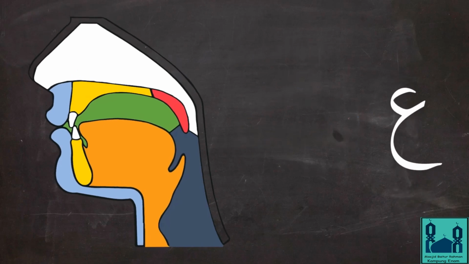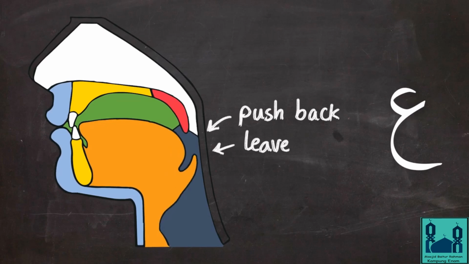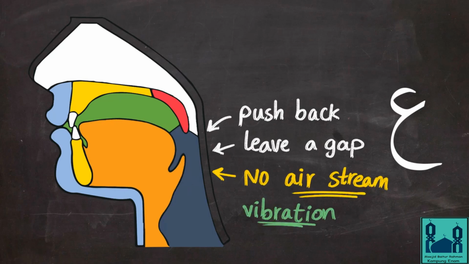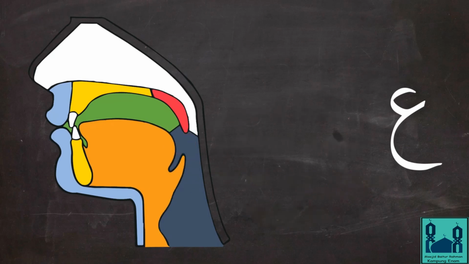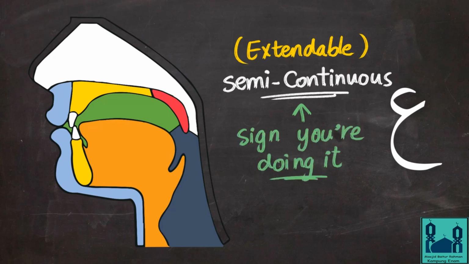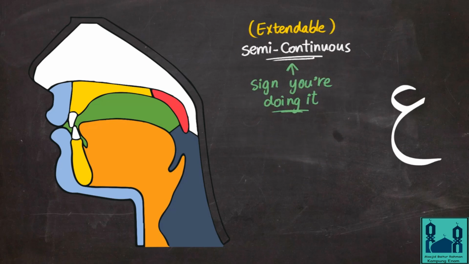Ayn is produced when the epiglottis is pushed all the way back to the wall of the throat while leaving a small opening at which the sound is generated. Pay attention, the sound is not generated by pushing air out, but by vibrating your vocal cords. Ah, ah. The sound of ayn is a semi-continuous sound, which means that it can be extended or made longer. And while that is not the point when reciting the Quran, it is an indication that you're pronouncing the ayn correctly.